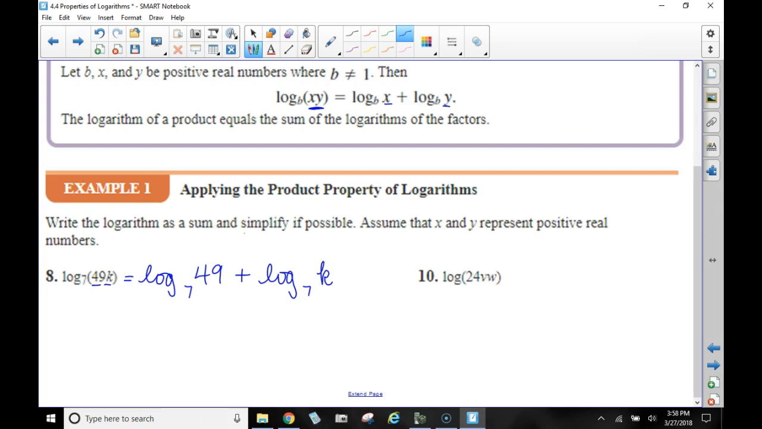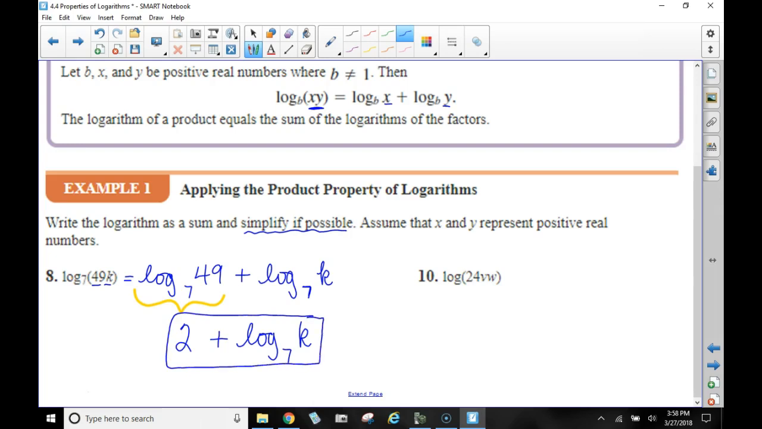All right. Now, it said to simplify if possible, and hey, y'all, I know what exponent I use on 7 to give me 49. The log of 49 with base 7, y'all, that's just 2. Because 7 squared gives me 49. Remember what those logarithms mean? Now, I don't know what exponent to use on this 7 to give me k, because I don't know what k is, so I really can't simplify that term. I'm just going to bring it down. Okay, so there's my answer written as a sum with things simplified as possible.